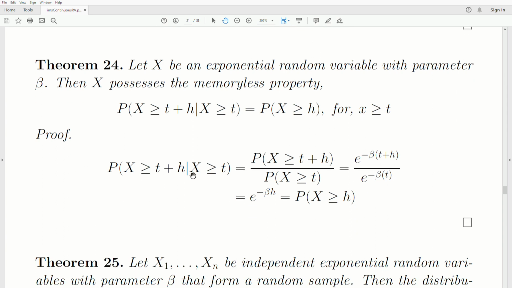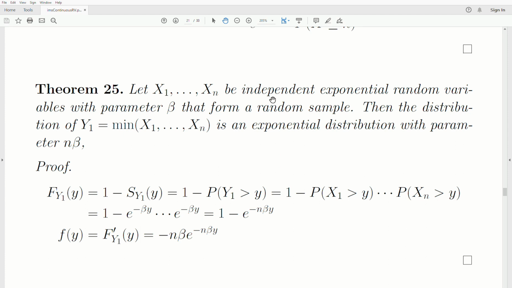So the proof is this. This conditional probability is, by definition, this. The numerator is the intersection of these two events. The intersection of x being greater than t plus h and x being greater than or equal to t is just that x is greater than t plus h. But these are the survivor functions. Remember, you might say, well, but there's an equal sign. But since it's a continuous random variable, the probability of a point is 0, so it doesn't add anything. So this is the survivor function of these values. And then we get cancellations, e to the minus beta h. Well, that is the probability that x is greater than or equal to h, and that's what we wanted to show.